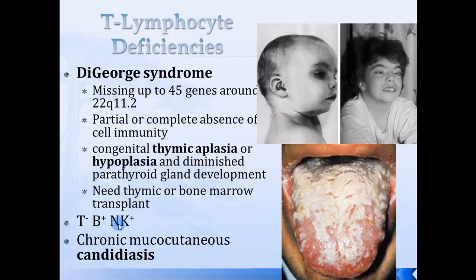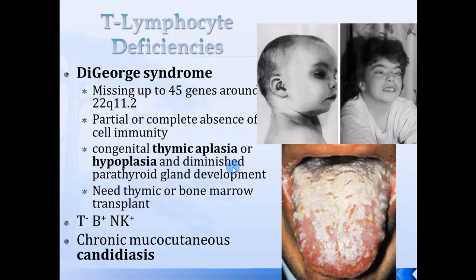Ways we classify these sometimes, by the way, you can see T negative, B positive, NK positive. It means that in this syndrome, their T cells are broken, negative on the T cells, but their B cells are healthy and their natural killer cells are healthy. So that's a way that we write that up sometimes: they have defective T cells but good B and natural killer cells.